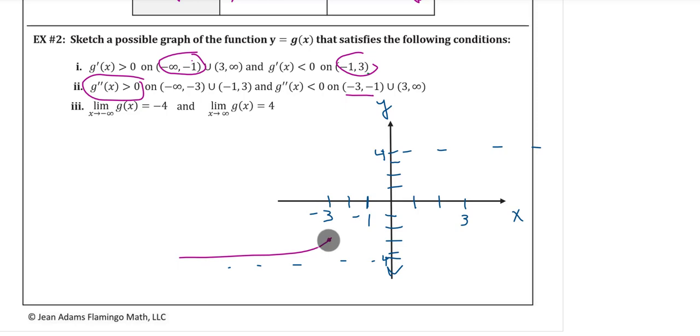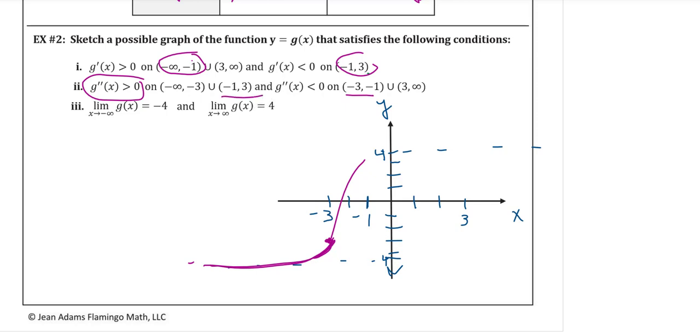So here at negative 3, I'm changing my concavity. I'm going to make this one a little more obvious, that I'm concave up instead of concave down. There we go, let me make my point bigger. Then I have my maximum at negative 1, and at negative 1 the concavity changes to be concave up again from negative 1 to 3.